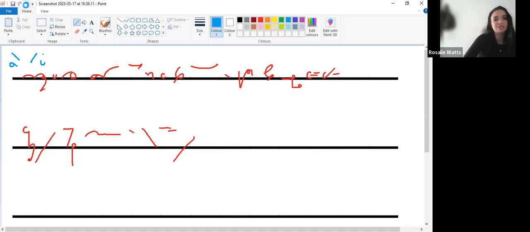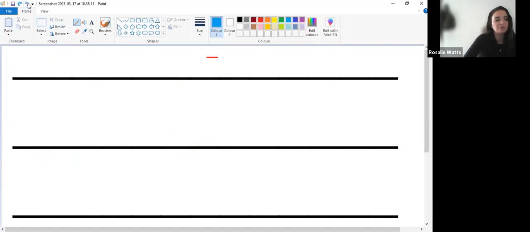I'm going to just clear the screen so I've got a bit more space for the next sentence, quite a long one. So, Rose Jones, aged 22.